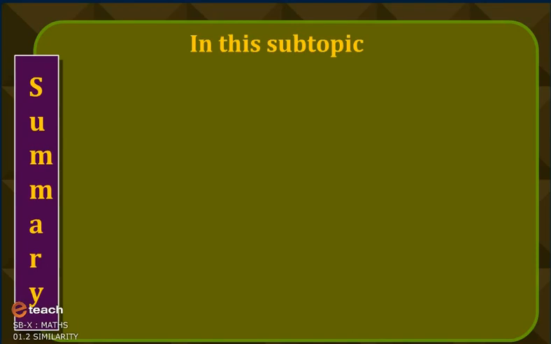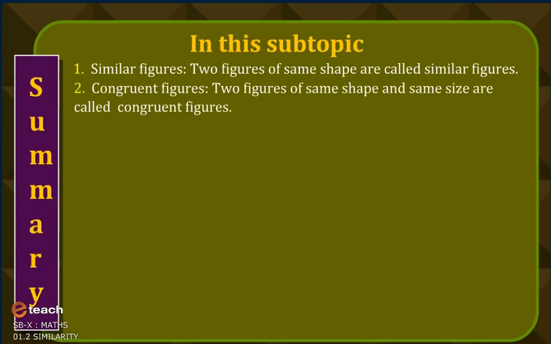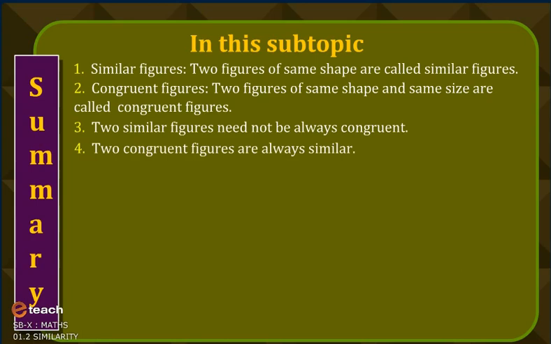Summary. In this subtopic, 1. Similar figures. Two figures of same shape are called similar figures. 2. Congruent figures. Two figures of same shape and same size are called congruent figures. 3. Two similar figures need not be always congruent. 4. Two congruent figures are always similar.